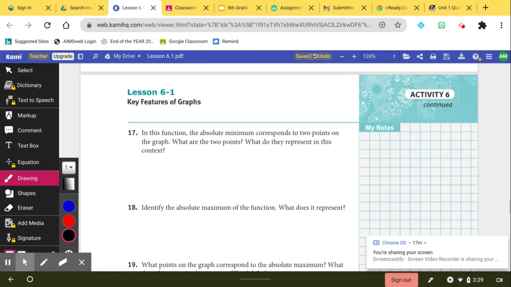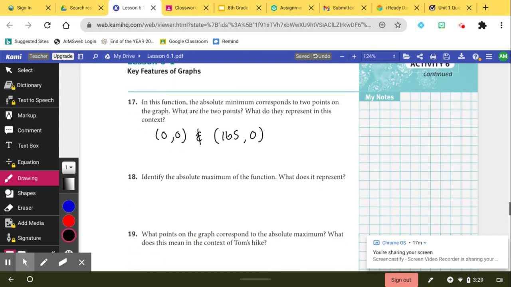So it says in this function, the absolute minimum corresponds to 2 points on the graph. What are those 2 points, and what do they represent in the context? Well, I've kind of been saying this all along. It occurs at the start, so 0, 0, time spent hiking, he's at 0 distance from the starting point. And then it happens at 165, 0, because after 165 minutes, he's made it back. So that is Tom's least distance from the starting point, occurring both at the beginning and the end of his hike. Then it says identify the absolute maximum of the function.